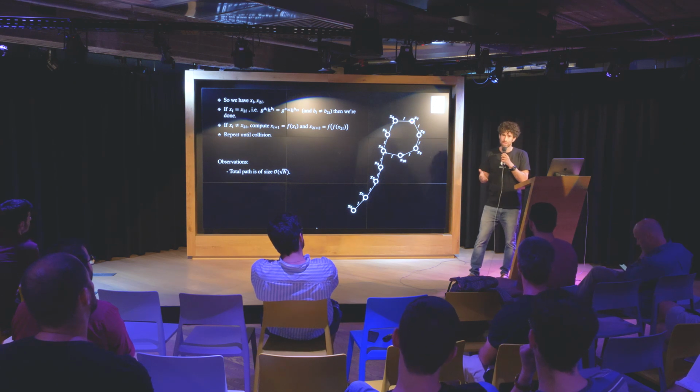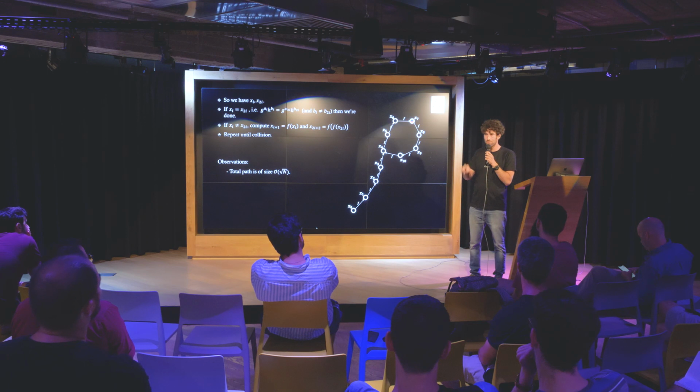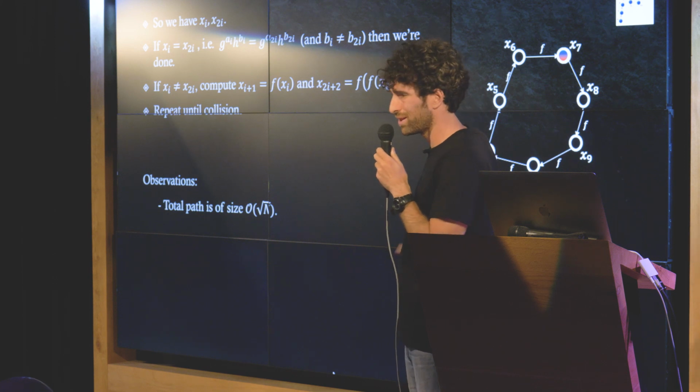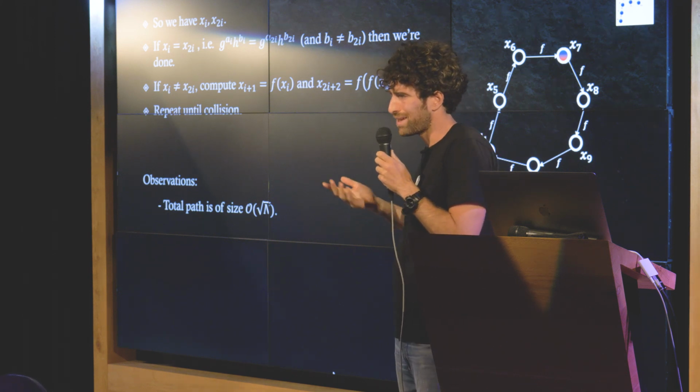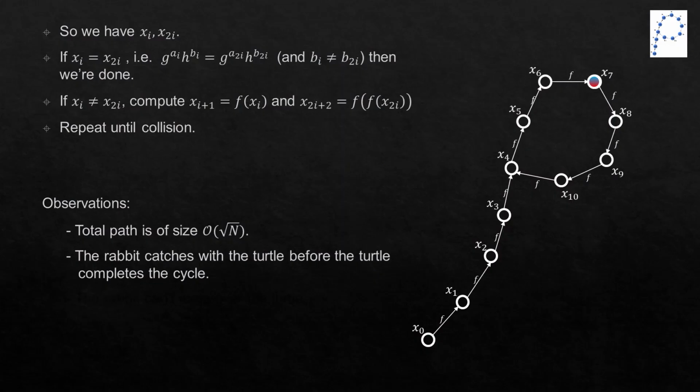But now you can tell me, fine, this path is of size O of square root n, but maybe those 2 points make many iterations inside the cycle before they meet each other. Why not, really? They can iterate forever in this cycle. Why would they ever meet, if at all? So I'm going to claim that the rabbit catches the turtle before the turtle completes the round.